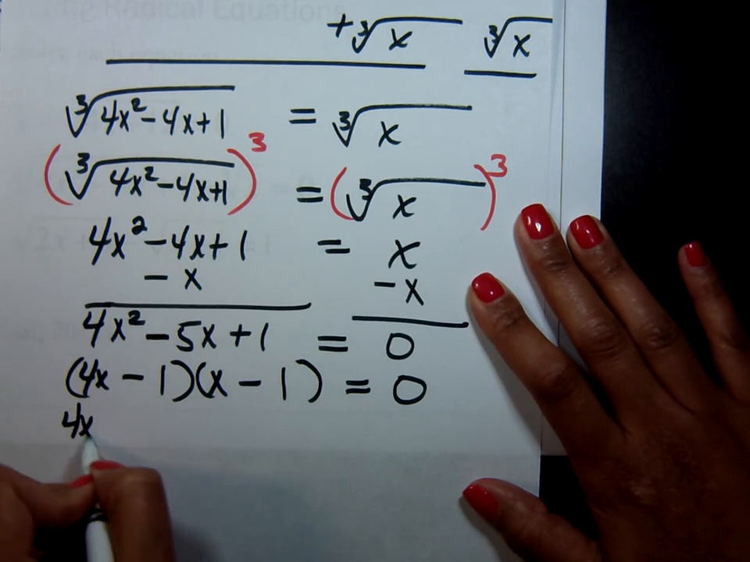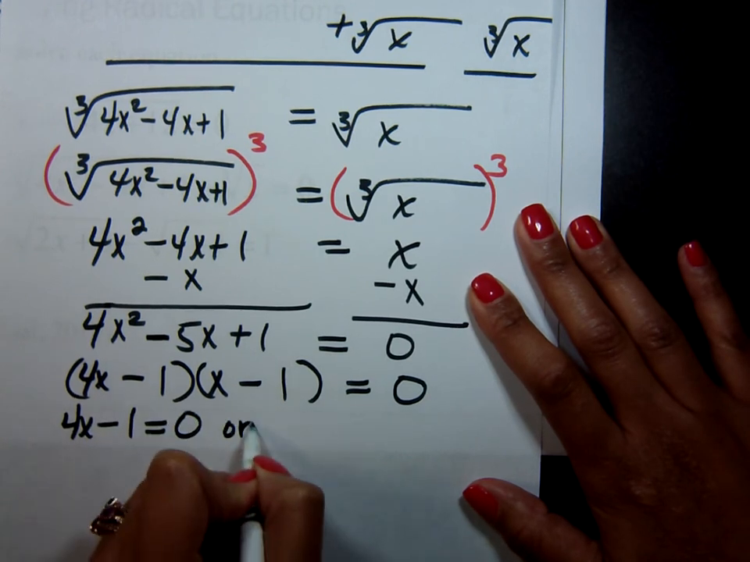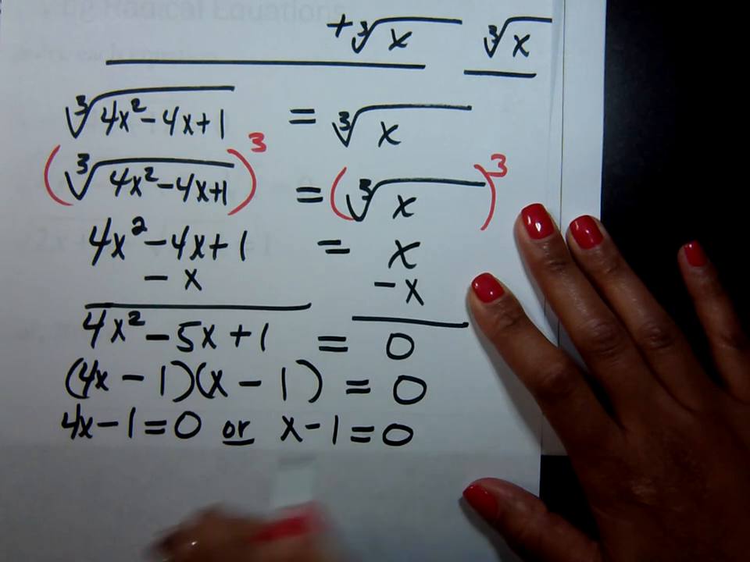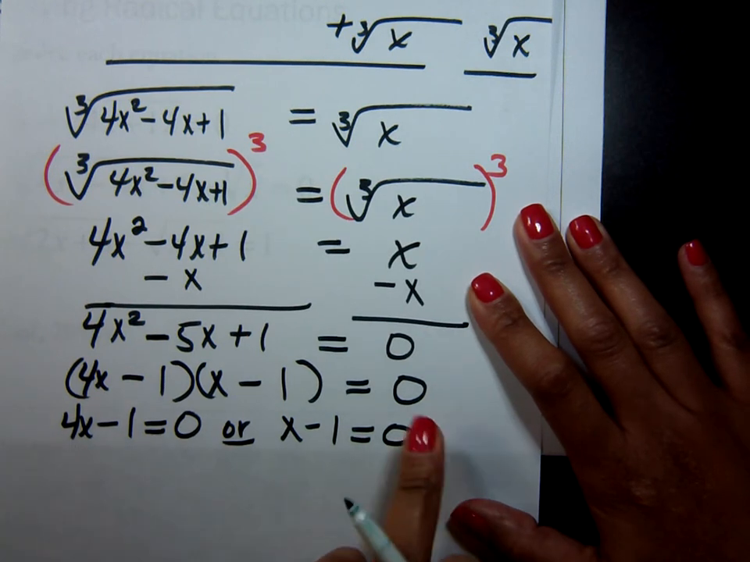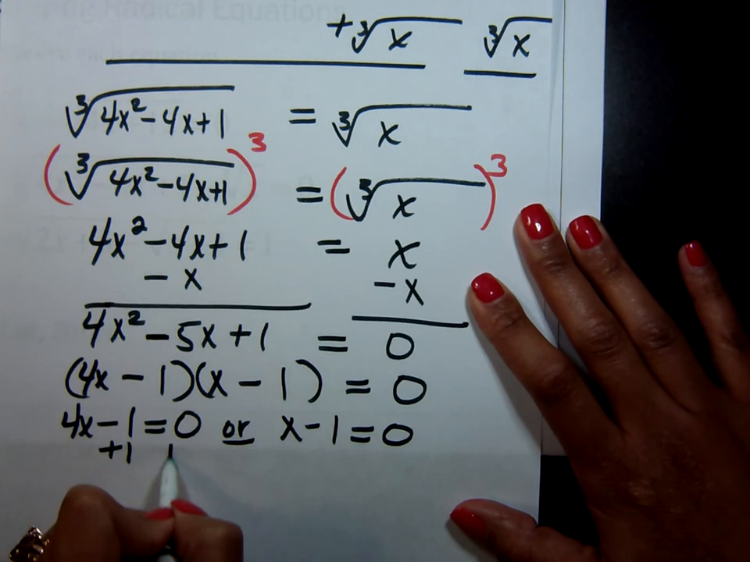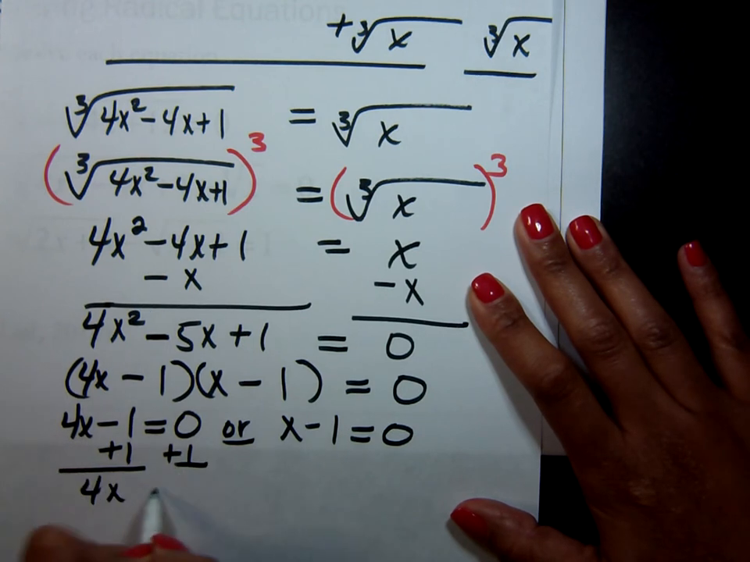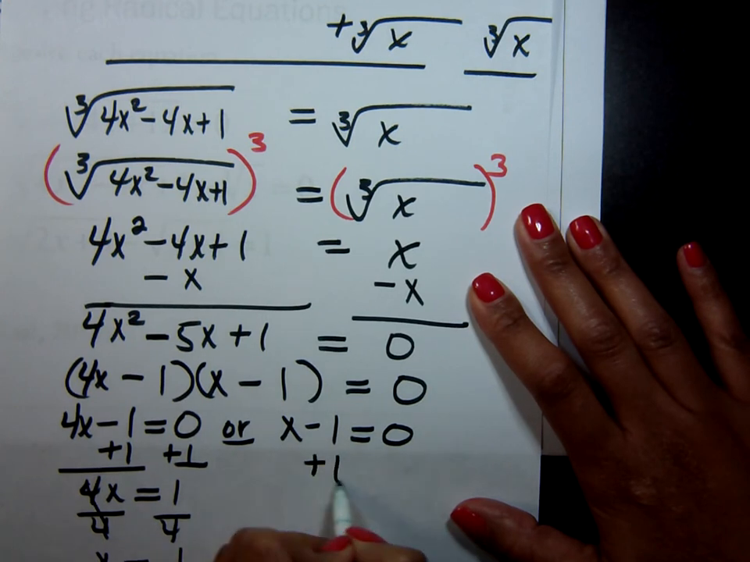Now I set each factor that contains a variable, which is both, equal to 0, and I solve. This is the zero factor property we worked on earlier. So when I add 1 to both sides, we will get x equals 1/4. And here when I add 1 to both sides, we'll have x equals 1.